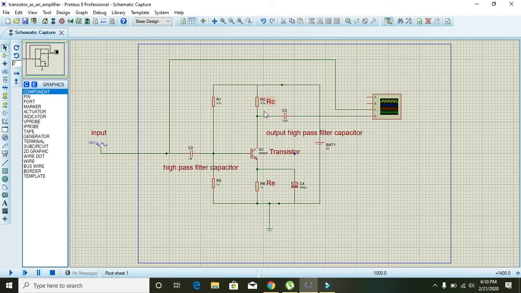After this we have this RC resistor, that is the resistor on the collector terminal of the transistor, and RE resistor on the emitter terminal of the transistor. RC will behave as a current limiting resistor, so that after going to saturated state, or you can say that after going into the short mode.